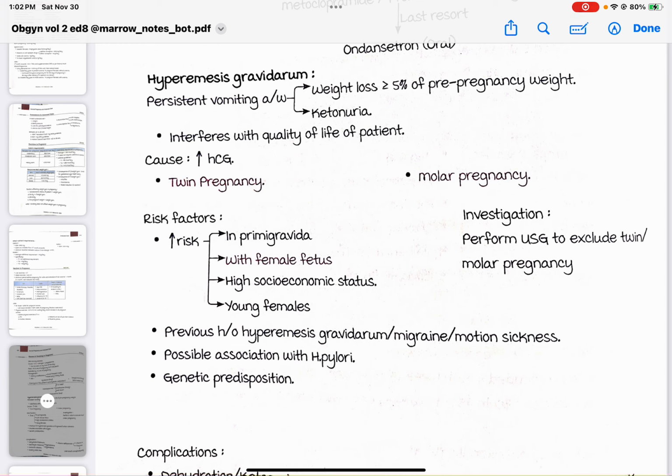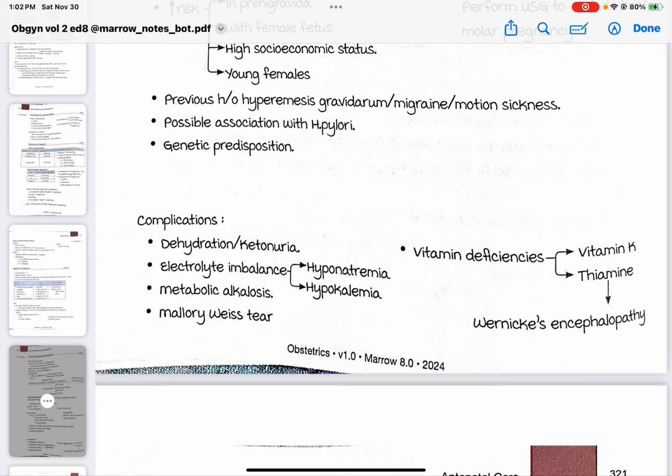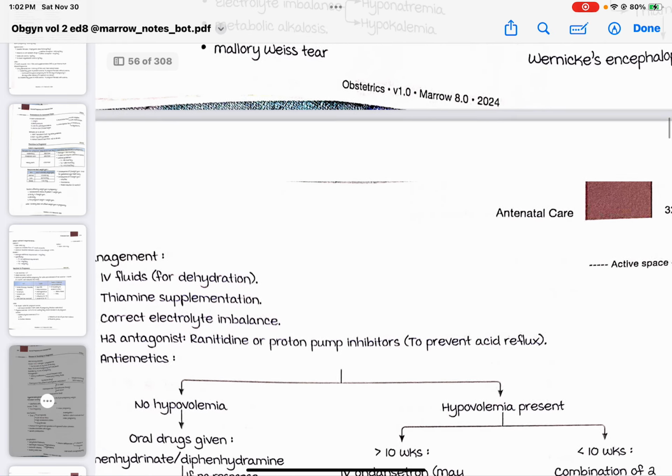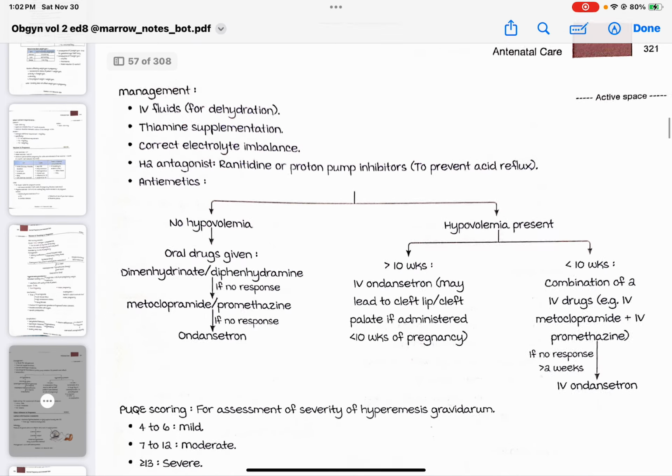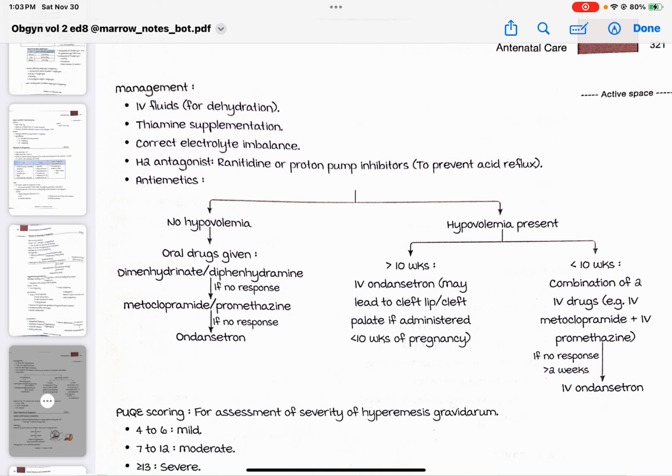Previous history of hyperemesis gravidarum, migraine, motion sickness, possible association with H. pylori, genetic predisposition. Complications: dehydration, ketonuria, electrolyte imbalances, hyponatremia, hypokalemia, metabolic alkalosis, Mallory-Weiss tear, vitamin deficiency, vitamin K, thiamine, Wernicke's encephalopathy. Management: IV fluids for dehydration, thiamine supplementation, correct electrolyte imbalance, H2 antagonist, ranitidine or proton pump inhibitors to prevent acid reflux.